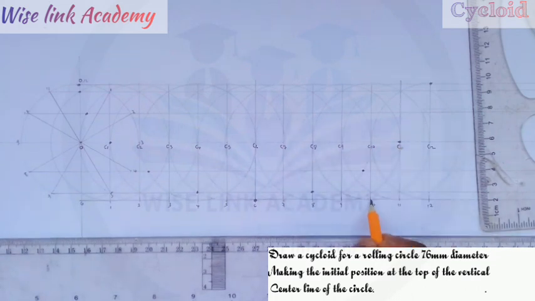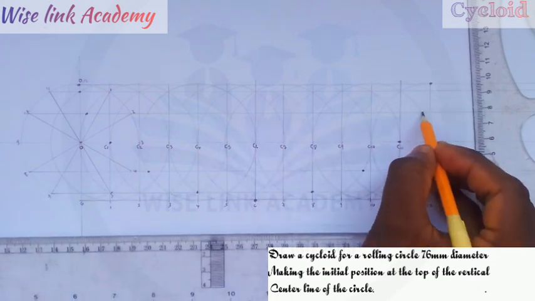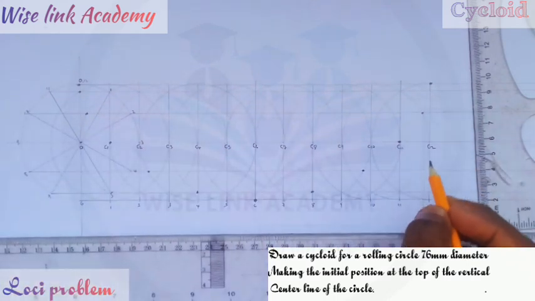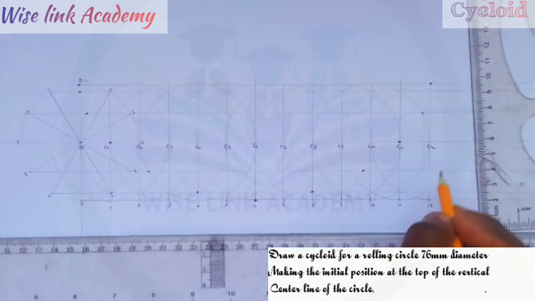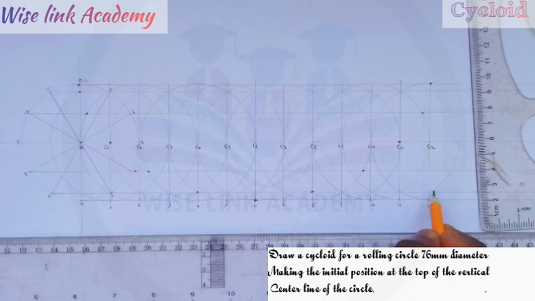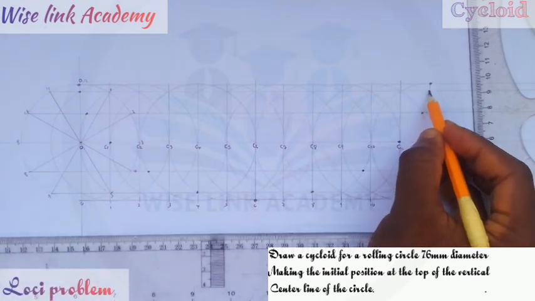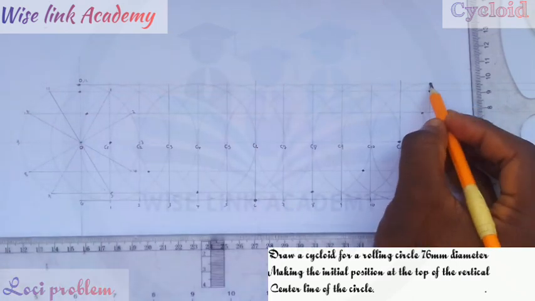Circle 10 at this point. Here is 10. Next circle, 11. Observe circle 11 at this point. And finally circle 12, we have done that here.